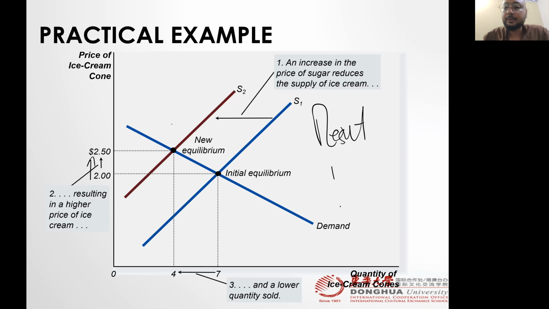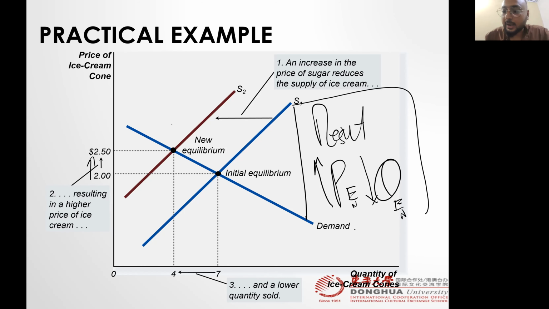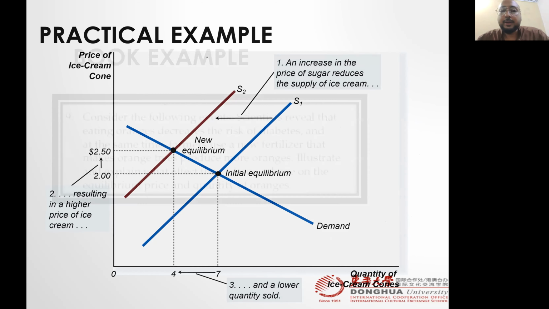Like the result here is new equilibrium quantity and new equilibrium price. What happened to the price? Price increases, quantity decreases. So this is the end result that I want you to write down along with the figure here. So take a picture.